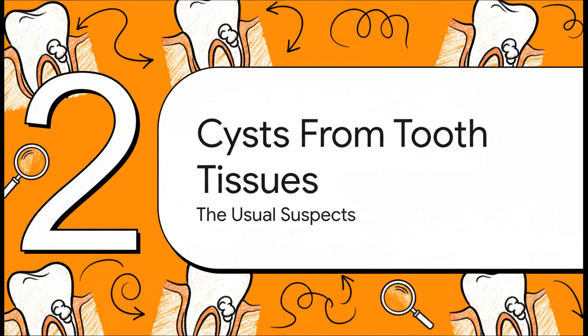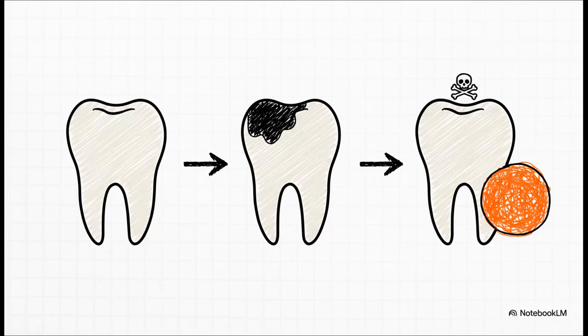Let's start with the group you're going to encounter the most, the odontogenic cysts. Whenever you see a lesion near a tooth, these guys should be at the top of your suspect list. And here he is, the undisputed king, the number one most common cyst you'll ever see, the radicular cyst. This is the classic lesion that pops up at the tip of a dead or non-vital tooth.